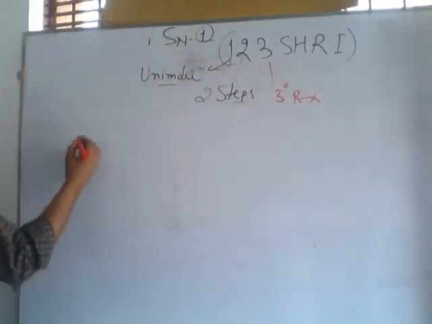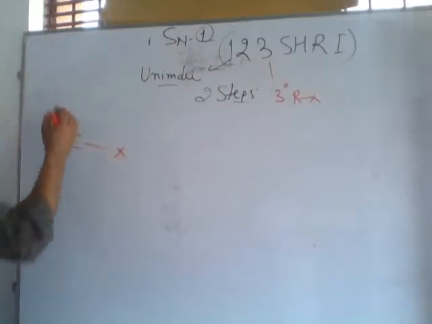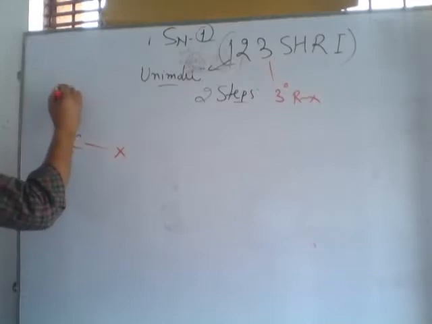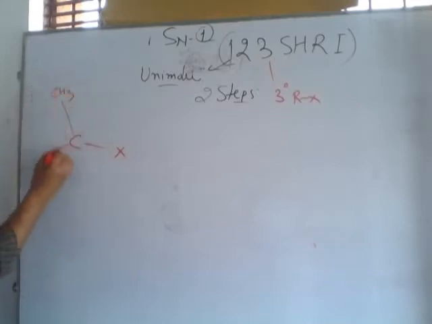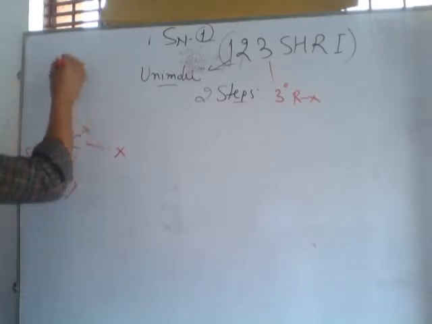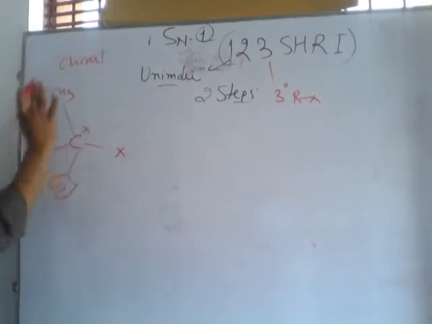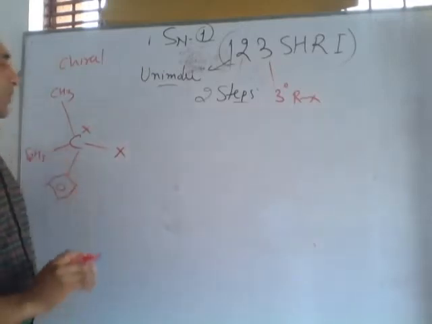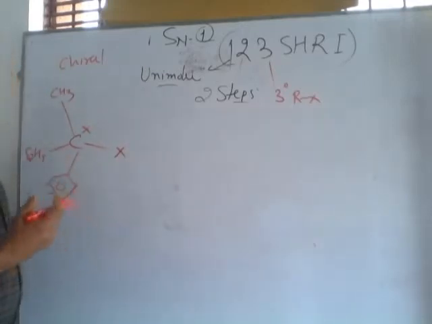Observe here. Suppose this is carbon, this is X halogen, this is CH3, this is C2H5, and suppose this is a benzene ring. I am taking an example in which 4 different types of groups or atoms are connected. This center is called a chiral center. This whole molecule is a chiral molecule. Do you know the behavior of these chiral molecules is different with plane polarized light?